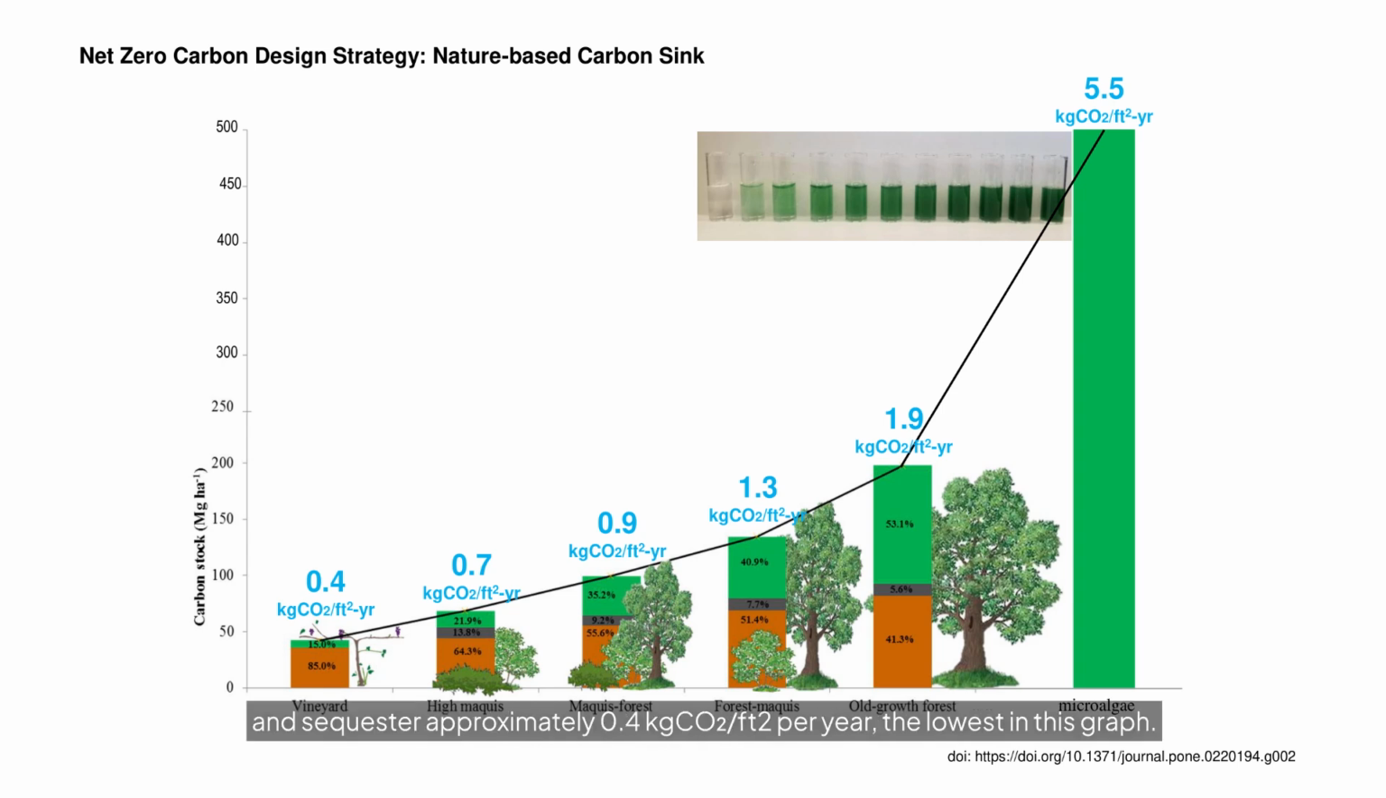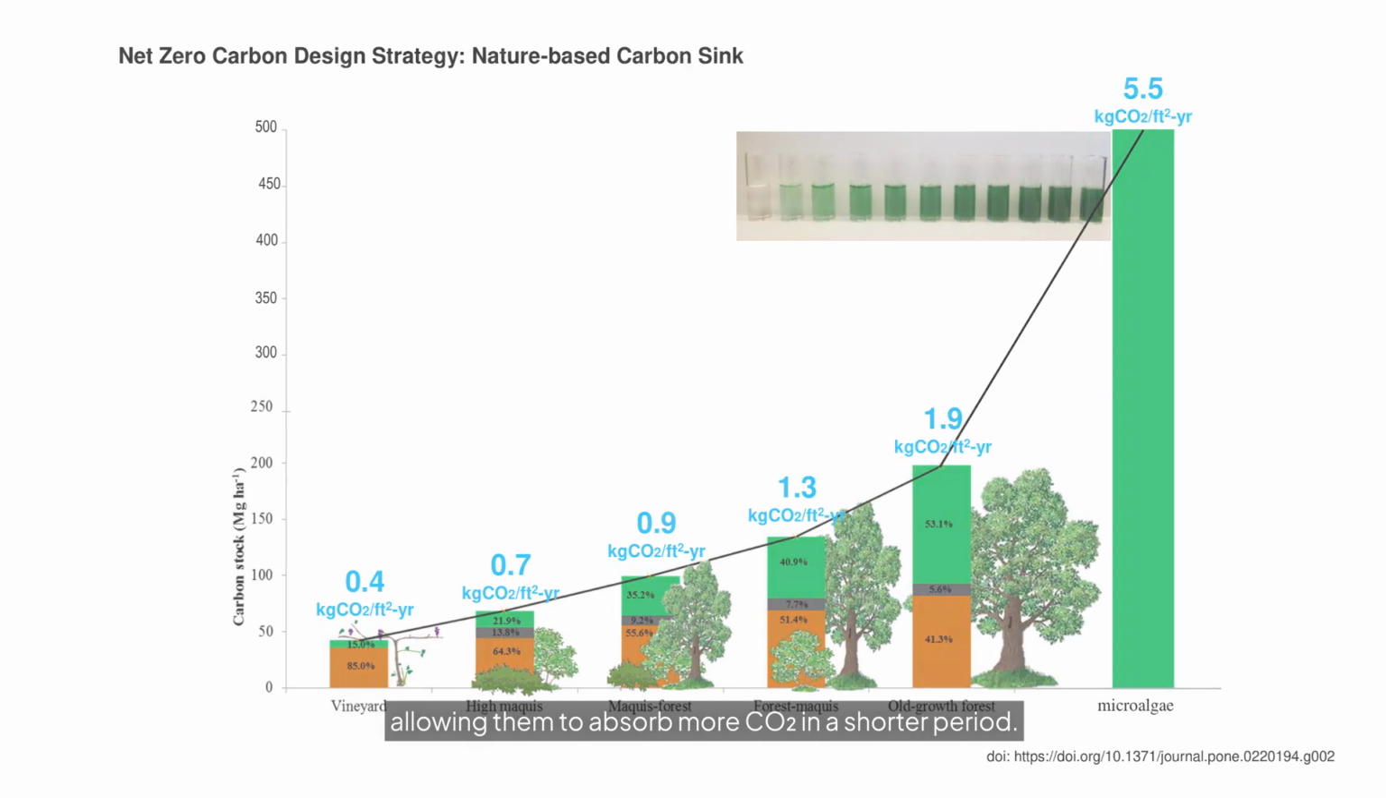Vineyards have the smallest biomass and sequester approximately 0.4 kilograms CO2 per square foot per year, the lowest in this graph. By comparison, microalgae are the most effective carbon sink, capturing up to 4.5 kg CO2 per square foot per year. The reason microalgae have the highest sequestration rate is they consist of photosynthetic cells with high photosynthetic efficiency, allowing them to absorb more CO2 in a shorter period.